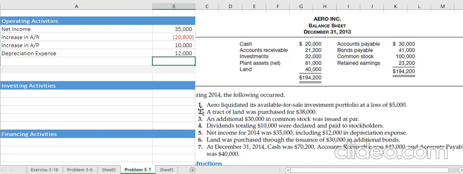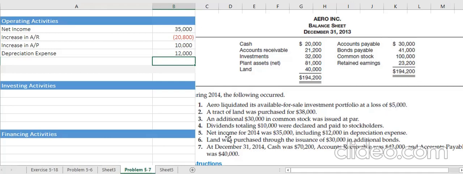So if we come to information number 1, Arrow liquidated its available for sale investment portfolio at a loss of $5,000. So the investment portfolio of the Arrow company was $32,000. The management of this company decided to sell all of it. When they sold it, they did not receive $32,000. Unfortunately, they received less than that. How much less? $5,000 less. So 32,000 minus 5,000, they actually received $27,000 from the sale of this investment, which cost them 32. So $5,000 is a loss for them.